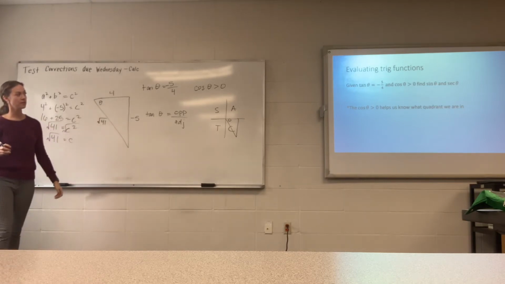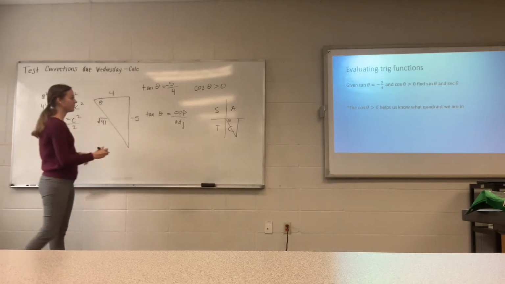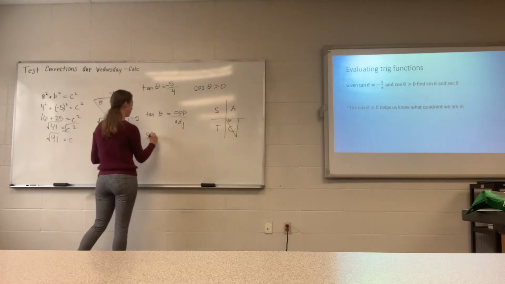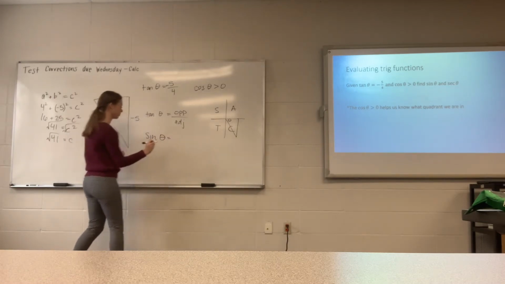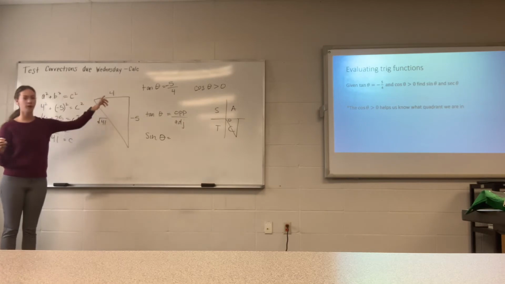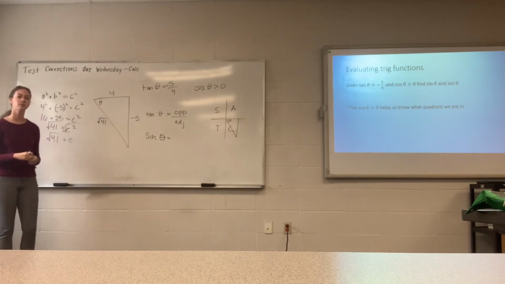So then to answer my question, I need to find the sine of theta. Looking at my theta angle, how do I find out what sine is, Alex? What side lengths do I use? Your opposite over hypotenuse. Okay, so that would be what?